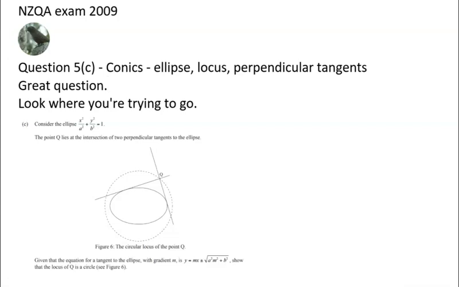The ellipse is in standard form, x squared over a squared plus y squared over b squared equals 1, so it's centered at the origin. And then we've got a point Q, which lies at the intersection of two perpendicular tangents to the ellipse. So here's point Q, here's the first point on the ellipse, and here's the second point on the ellipse. What we're asked to do is to show that if we move around here, and the other point will move as well, the intersection of the two perpendicular tangents is going to trace out a circle.